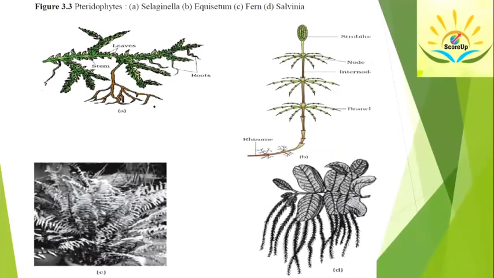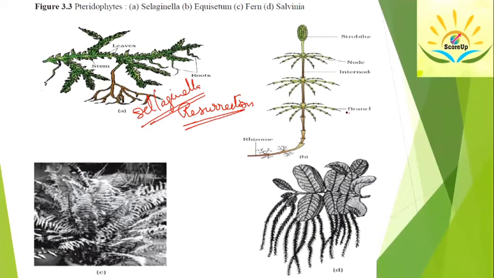Next is Pteridophytes. In Pteridophytes, this is Selaginella. What is the speciality of Selaginella? It has resurrection. Resurrection means what? Whenever an unfavorable condition is there, it can wind up its body into a ball-like structure. So that is called resurrection. This character is found only in Selaginella.